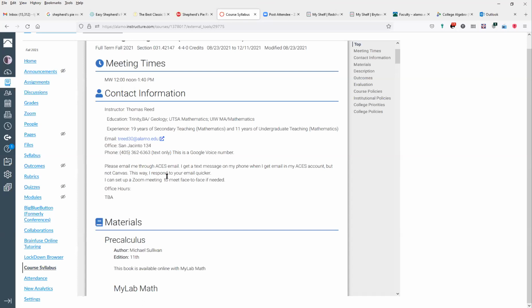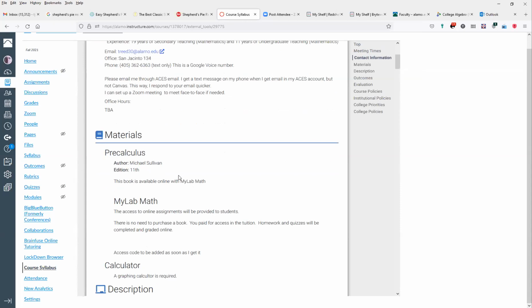The reason I prefer that over Canvas email is because of how quickly I get notified. For Canvas, I have to log on into Canvas, and I don't do that as often as I check my phone. My phone will buzz at me that I got an email.